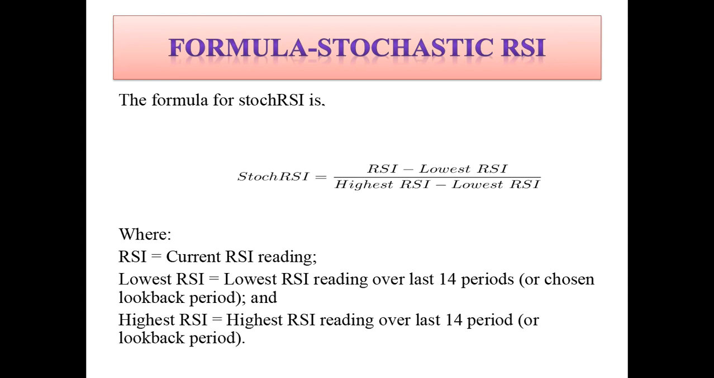So the stochastic RSI is calculated by RSI minus the lowest RSI, divided by the highest RSI minus the lowest RSI. Let's see what these actually mean. The RSI is the current relative strength index reading. The lowest RSI is the lowest relative strength index reading over the last 14 periods or the chosen number of periods, and the highest RSI is the highest relative strength index reading over the last 14 periods or n number of periods which has been chosen.